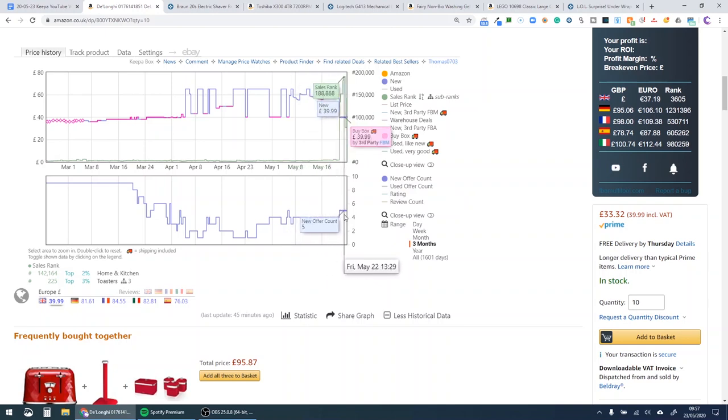Now we can see how many sellers have been on this listing over time. If you know anything about economics or business, supply and demand: when there's less demand and too much supply, prices generally go down. Obviously the inverse happens. When there's too much demand and not enough supply, prices go up. So in your arbitrage business, in your Amazon selling business, you can use this to your advantage and spot the products which are going to be hot selling items, or where you may have price increases in the future. So let's have a look at a couple of products now and go through that analysis.